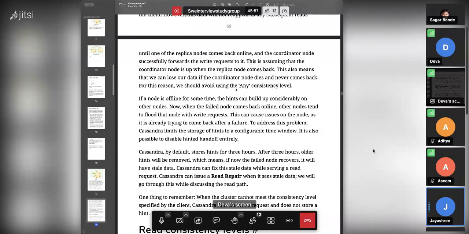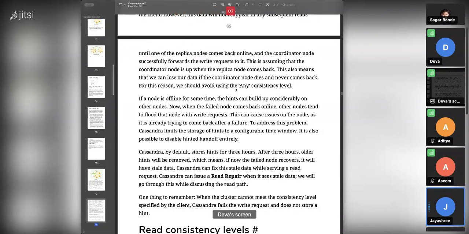So if all the nodes go down, so 3 replicas are there, 3 replicas are down, but the coordinator is active, it is having all the hints for all replicas. And due to some reason, if the coordinator goes down, then that data is lost.